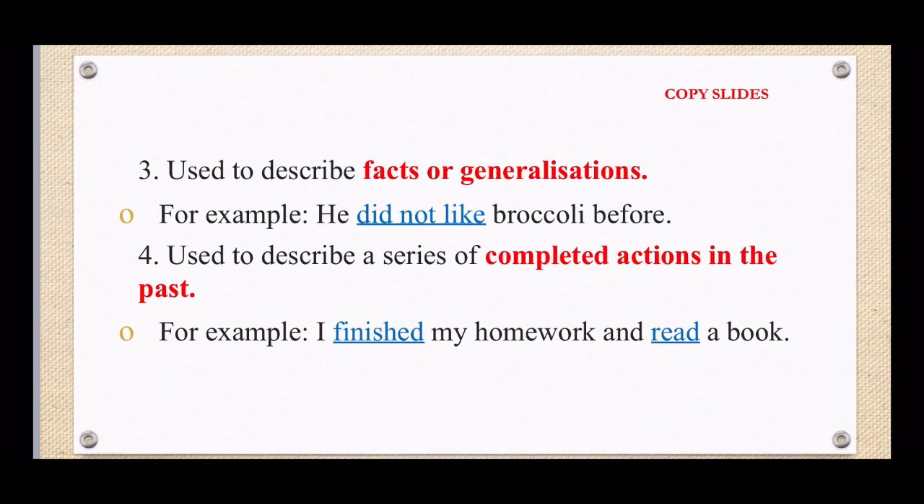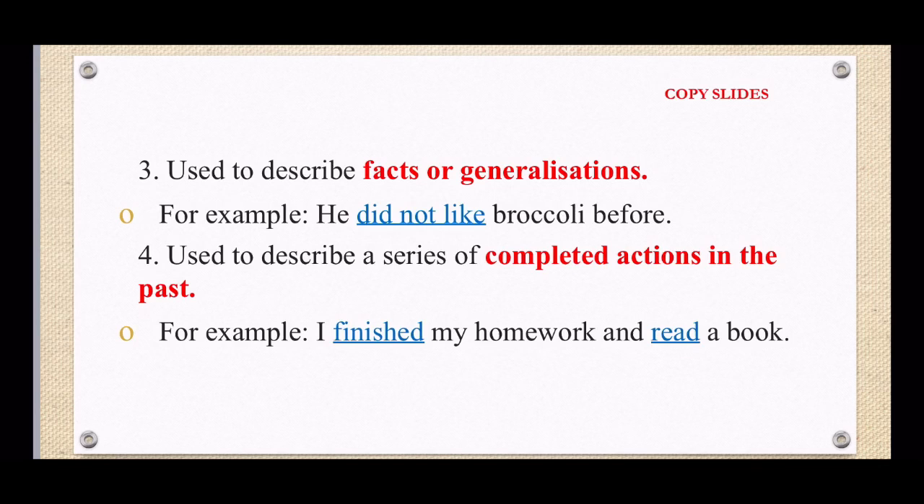It's used to describe facts or generalizations. For example, he did not like broccoli before. So once again, the sentence is in the past tense, but it's also telling us a fact about this person, that he did not like broccoli before, right? And underlined is the words did not like, right?